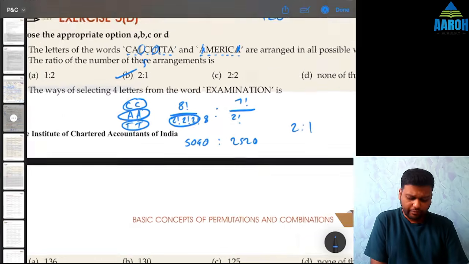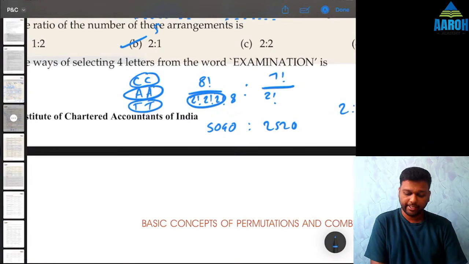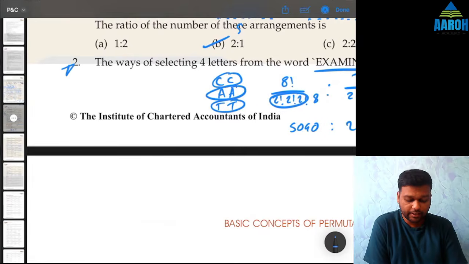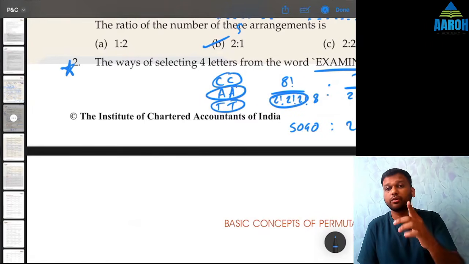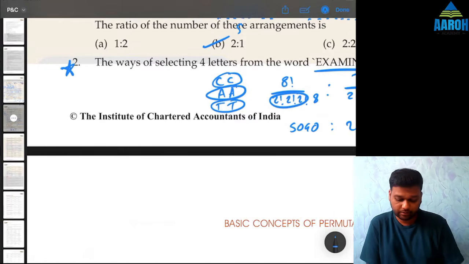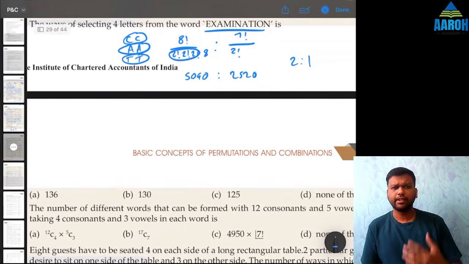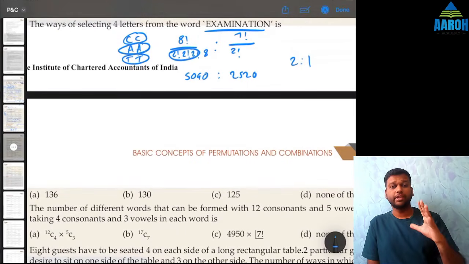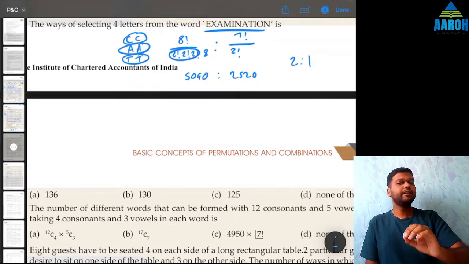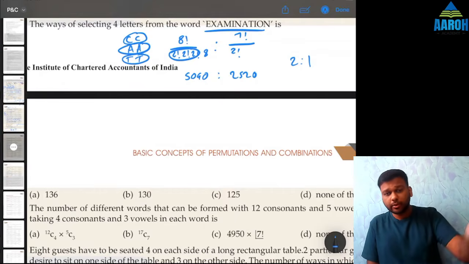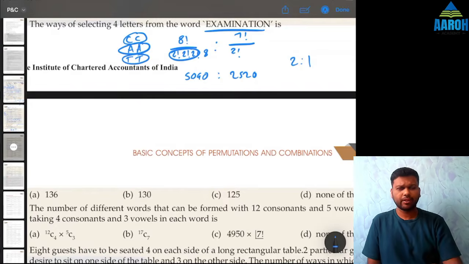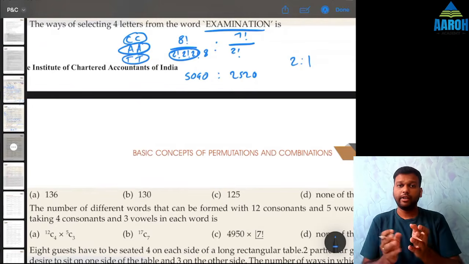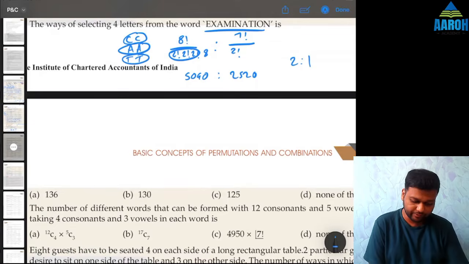Next. The ways of selecting 4 letters from the word EXAMINATION is... Now this is a different and a little bit complicated question. It is difficult to solve such a question in 1 minute because you have to apply different logic. But let's see how to solve this. In the exam, you should always approach the question strategically. When you read it and feel like it is going to take 2-3 minutes, skip that question and go ahead. If you have time at the end, then come back to it. But let's see the logic, because if a simpler question comes, then you can solve it.